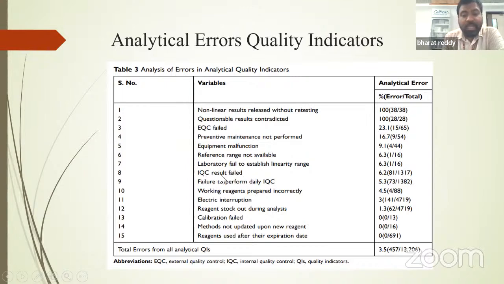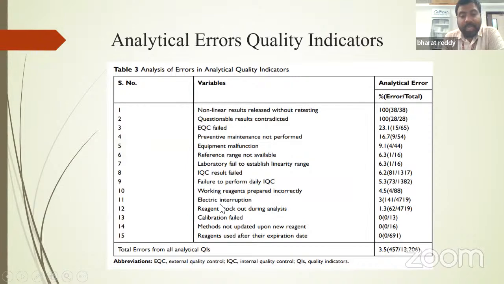When internal quality control results fail and we perform that batch, we cannot identify that it is out of control, then that batch's results will go wrong. This is very important. Every day we have to do internal quality control, and only then release the results. Failure to perform daily IQC, that is, failure to perform daily internal quality control. Working reagents prepared incorrectly. Most automation does not require any working reagents, but for some parameters we have to prepare them, so we prepare them correctly.